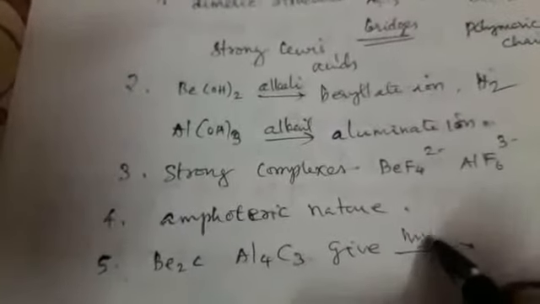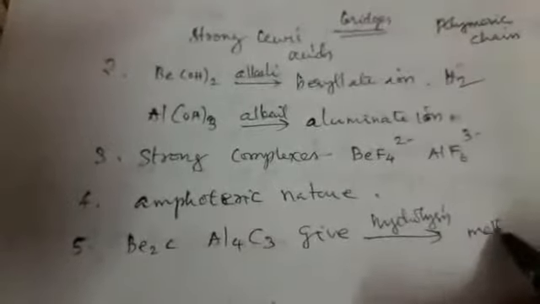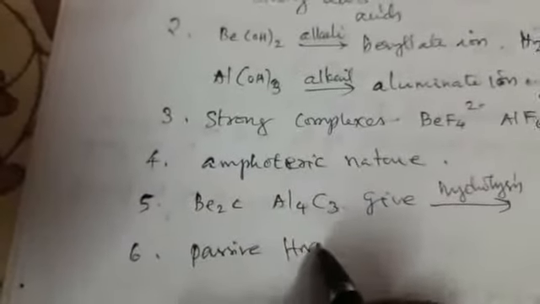Fifth point, carbides of beryllium and aluminium on hydrolysis give methane. Sixth point, beryllium and aluminium are passive to nitric acid.